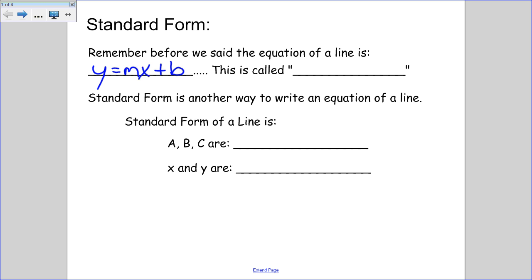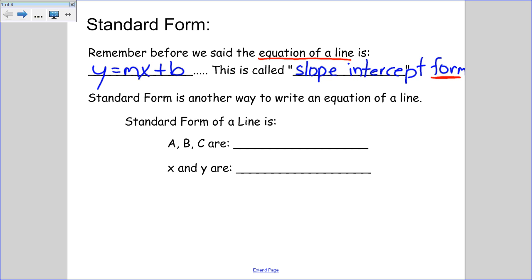And this particular equation is something that we call slope intercept form. Okay? This word form kind of gives us a hint that perhaps this is not the only equation of a line that we could use.